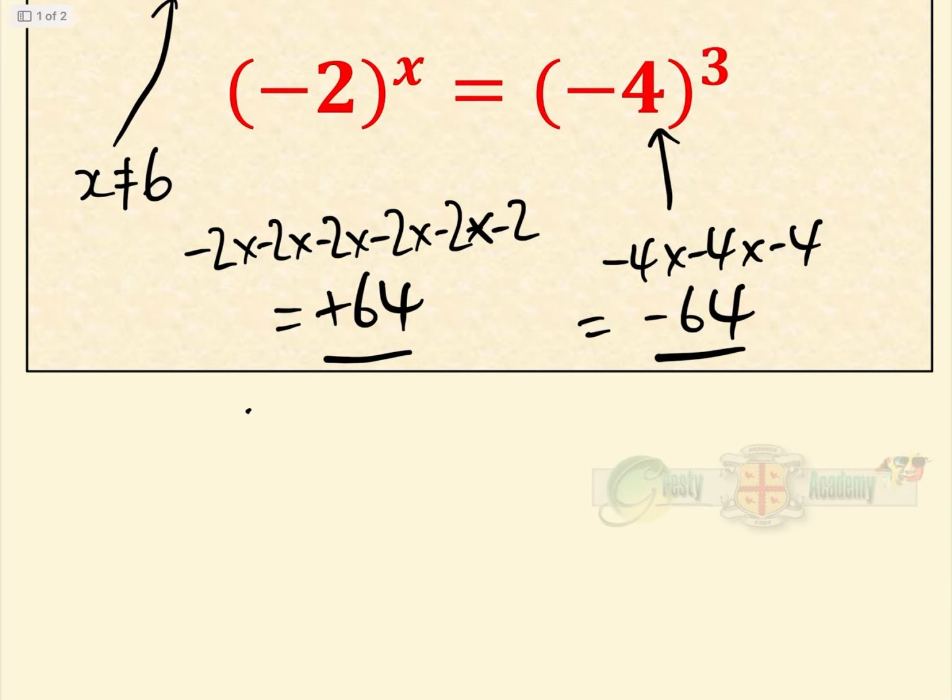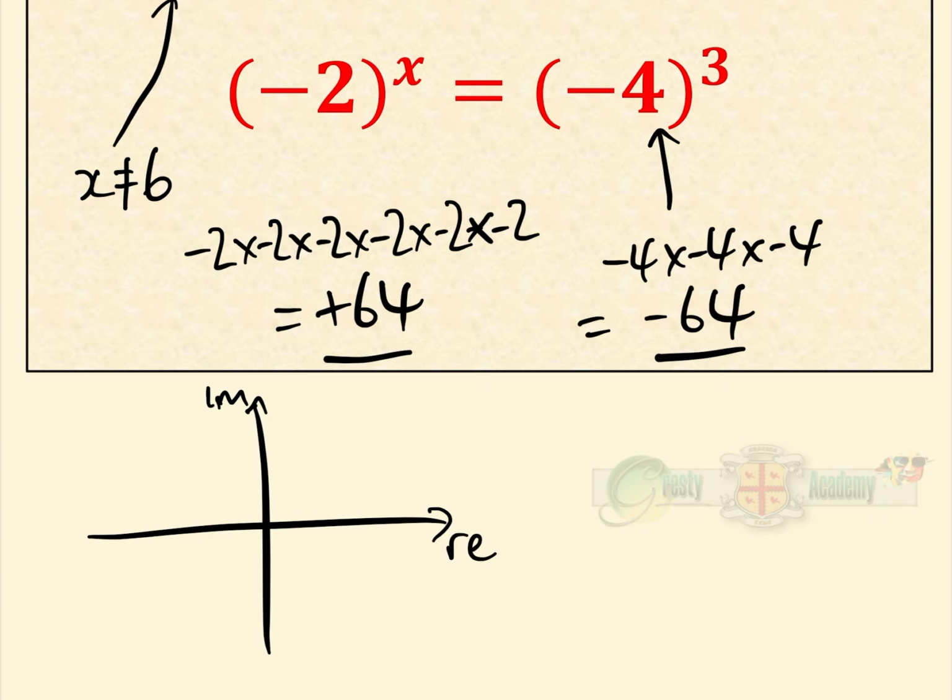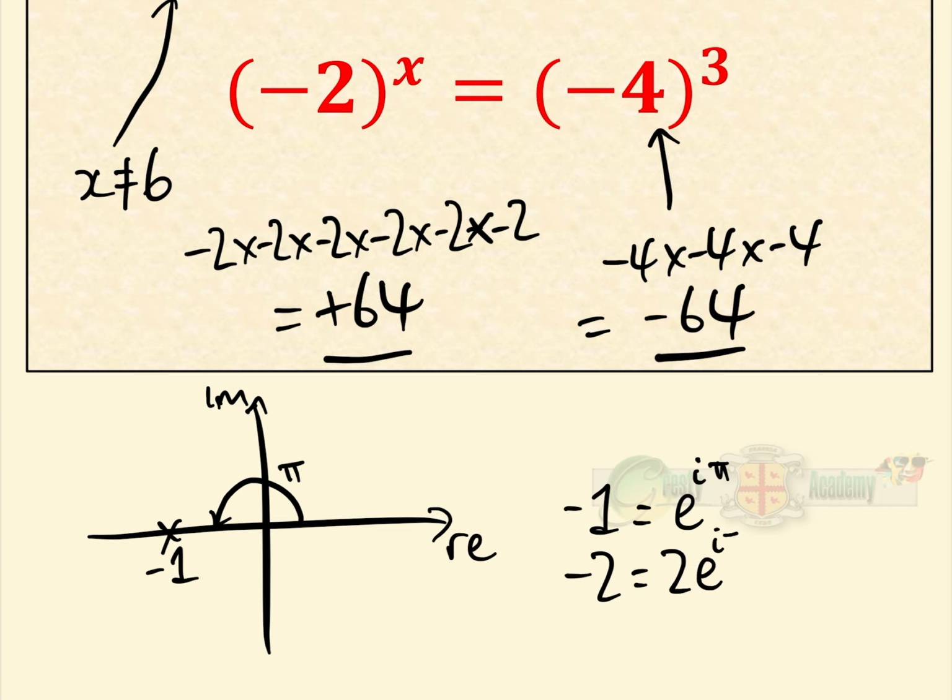So let's just have a quick look at an Argand diagram here. Very quick look. There's the reals, there's the imaginary. The point minus 1 here in polar form, because that is pi, we can write minus 1 as e to the i pi. Therefore, minus 2 is 2 e to the i pi, which is 2 times minus 1, and minus 4 likewise is 4 e to the i pi.